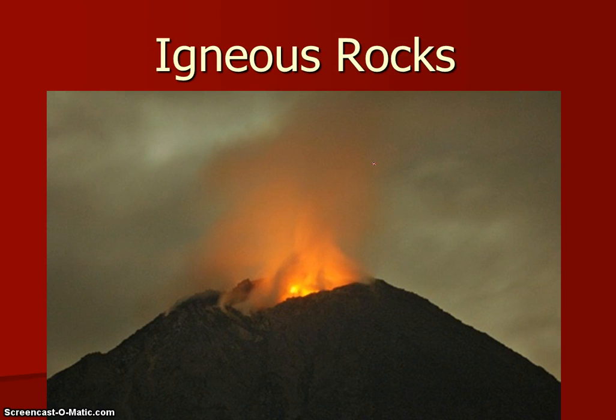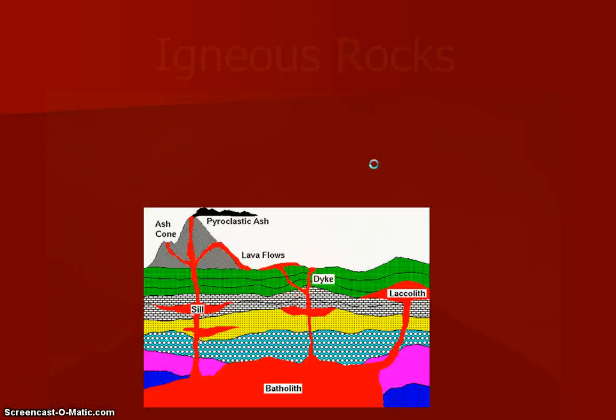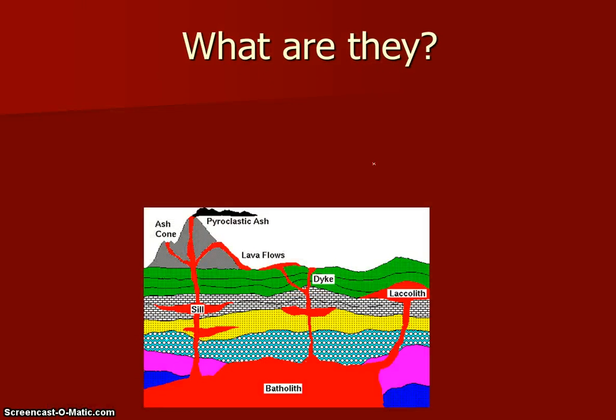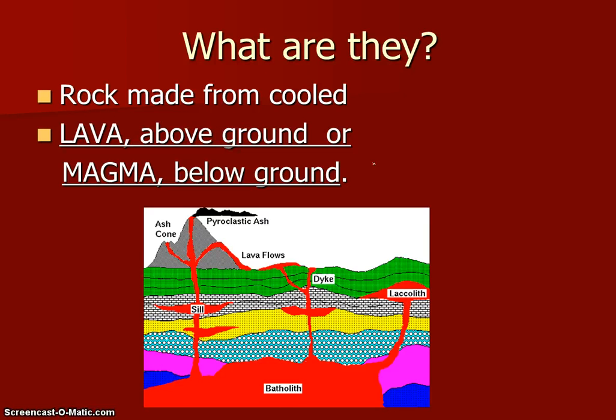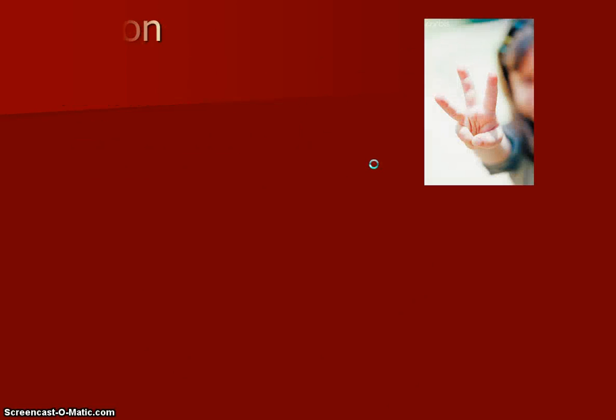Our notes tonight are on igneous rocks. What are igneous rocks? You're probably already aware that igneous rocks are made from cooled lava, which is molten material above the ground, and magma, which is molten material below the ground.